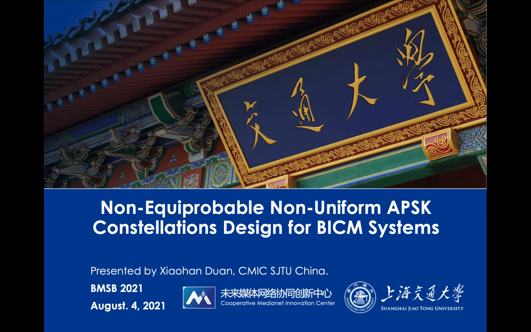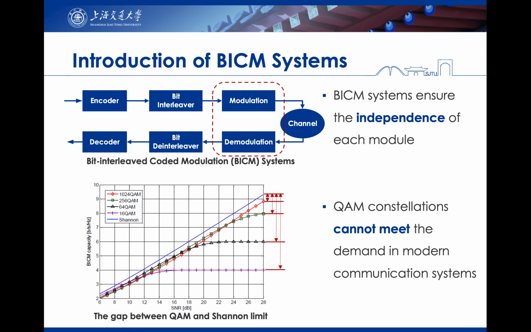The first part, background. Bit interleaved coded modulation system is widely used in modern communication. In the BICM system, a bit interleaver between a FEC code and a modulation module guarantees that symbol demapping can be decoupled from channel code. This feature ensures the independence of each module and facilitates the design of the BICM. BICM is adopted in many advanced broadcasting standards such as DVB-T2 and ATSC 3.0.